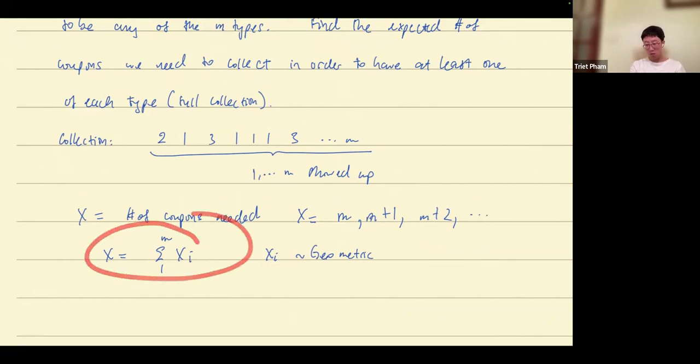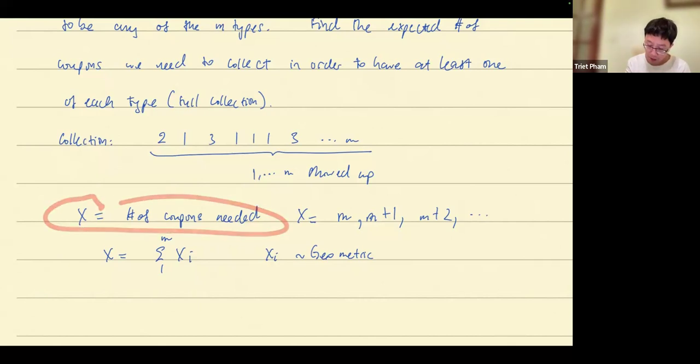So what is this hint about? That X be this sum where each Xi is a geometric what? What are we looking at? What should each Xi represent? So what should we sum? Clearly M here is the M types. What should we sum across the types to get to the size of the collection?